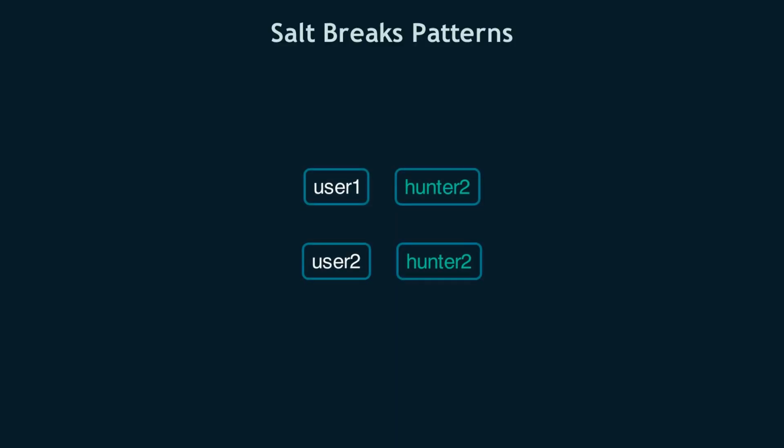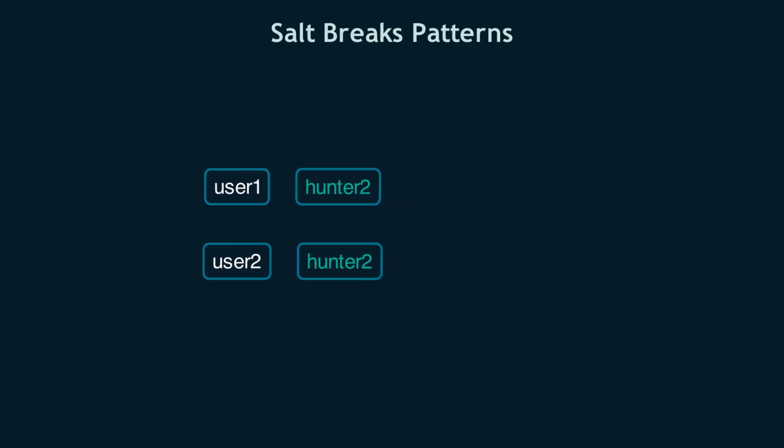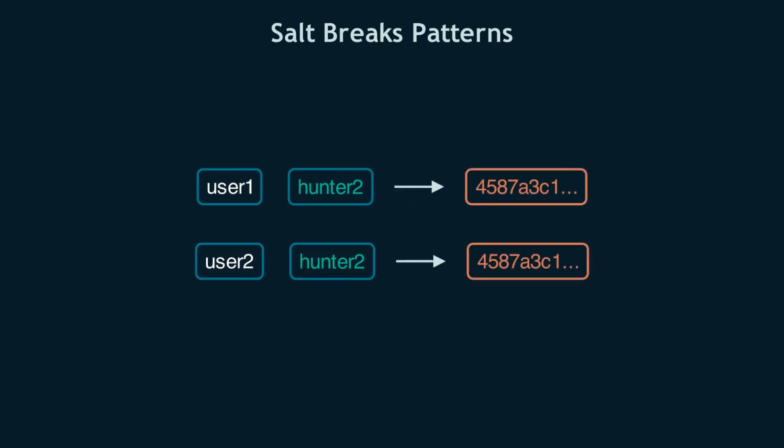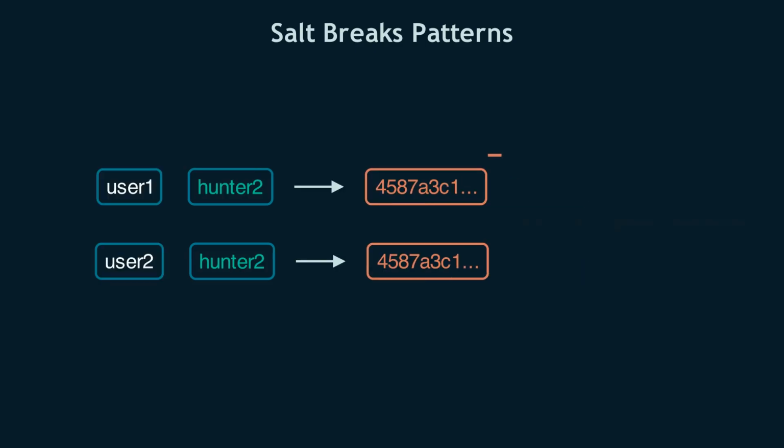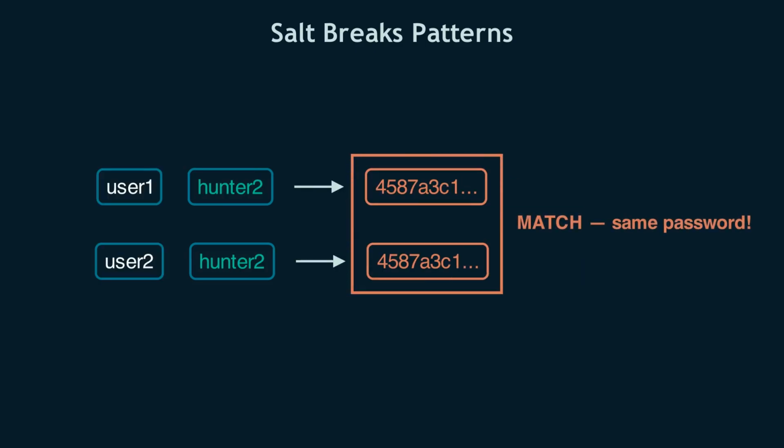Picture this: 2 users who both choose the same password, hunter2. With plain hashing, they produce the same identical hash. Let's say it starts with 45 and 87. An attacker can see the 2 matching fingerprints and instantly clock that these 2 people share the same password, and they can crack both of them at once. Now we can see how this can be a problem.